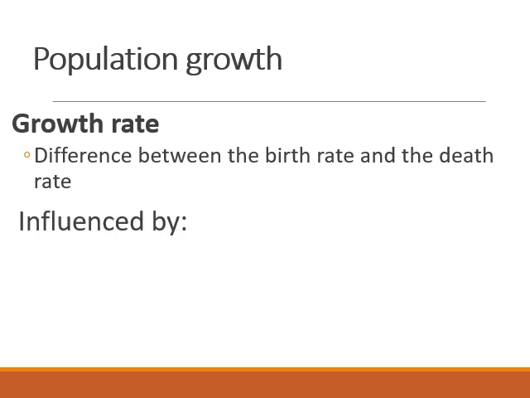So this is influenced by a lot of different things. Basically you have a positive growth rate, or your population is growing, if your birth rate is higher than your death rate. But if your death rate is higher than your birth rate, then your population is actually decreasing and it's not growing at all, right? Because you have more individuals dying than you do being born.